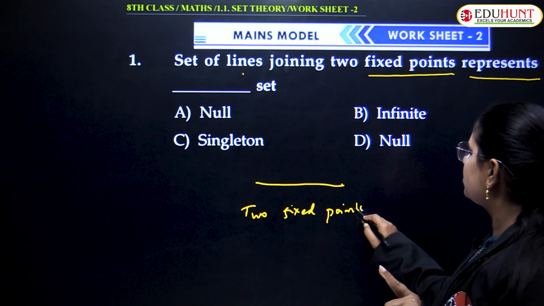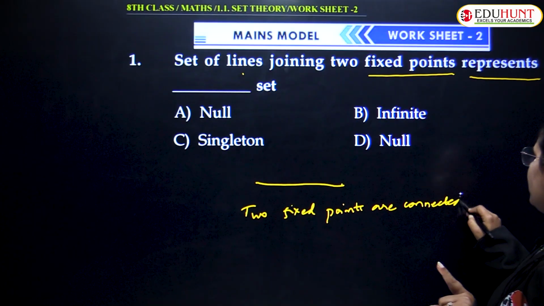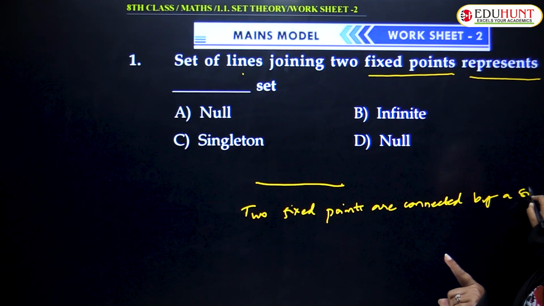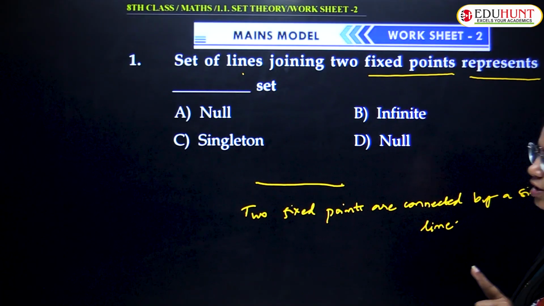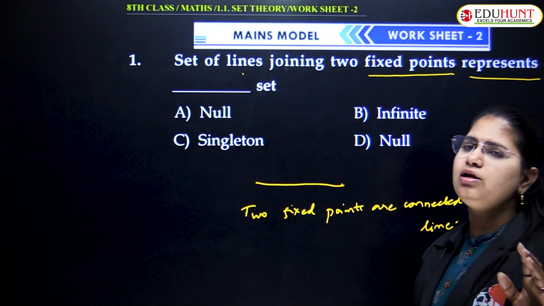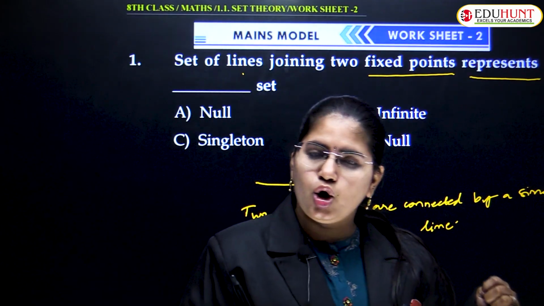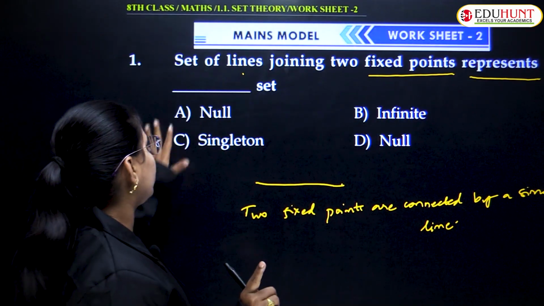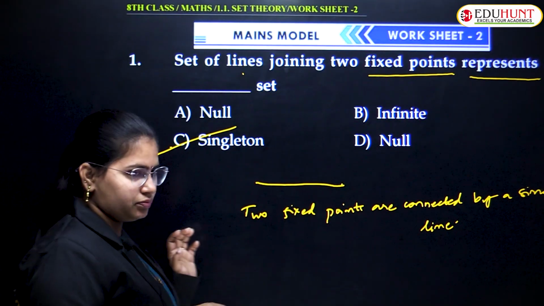So two fixed points are connected by a single line, correct? By a single line. So you have only one line that was fixed with the help of two fixed points, right? Okay, so we have one line. In that case it has only a singleton element.